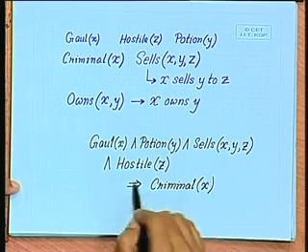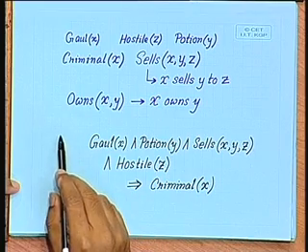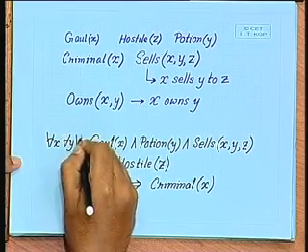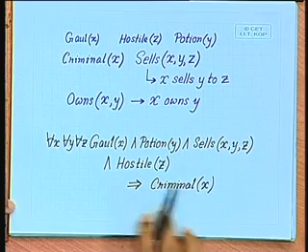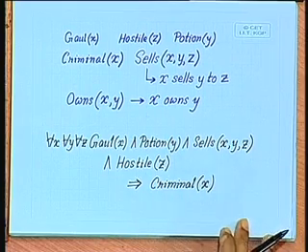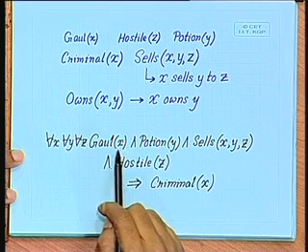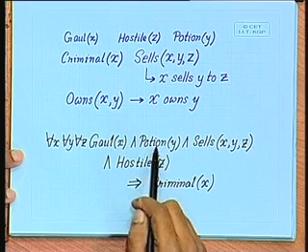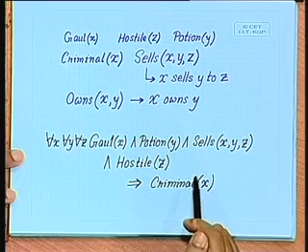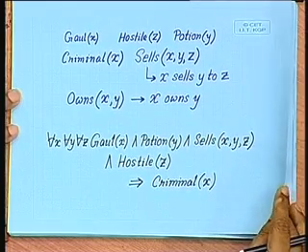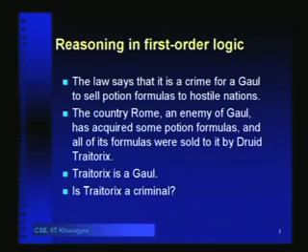Okay. When we write this kind of rules without saying anything here, it will mean that we always have a for all X, for all Y, for all Z. If there is any existential quantification, we will explicitly write it down, right. So, this is our first sentence, that the law says that it is a crime for a Gaul to sell potion formulas to hostile nations. So, if anybody has done that, then it implies that that person is a criminal. Okay. The second sentence says that the country Rome is an enemy of Gaul, right. So, what should we have for that?